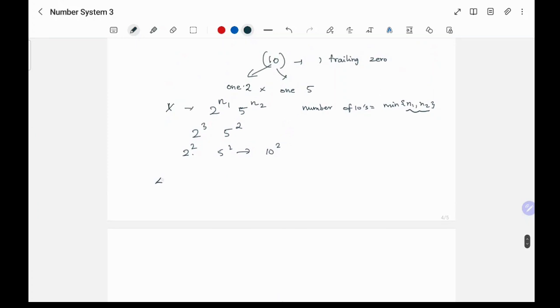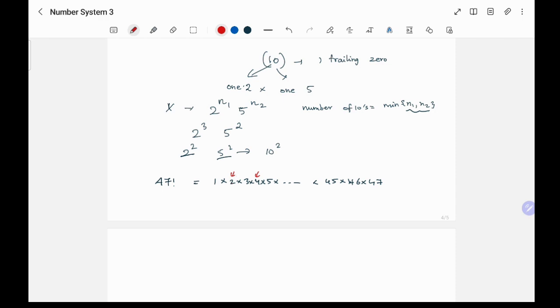So if you see 47 factorial, it is 1 into 2 into 3 into 4 into 5 and so on, up to 45 into 46 into 47. Now we'll find the number of 2s and the number of 5s. That is sufficient. But can we still reduce the problem further? Yes. If you check for the number of 2s, all even numbers have a 2.